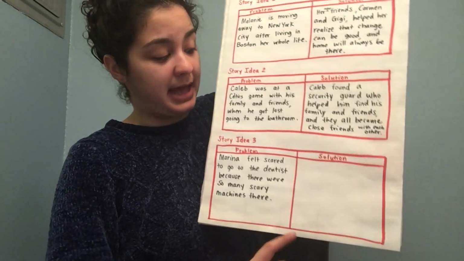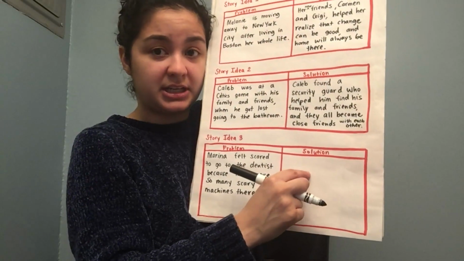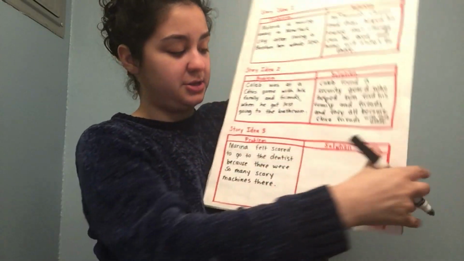Okay, so now when I write my last solution, it's not matching this one or this one. This solution is matching this one. So if Marina felt scared to go to the dentist because there are so many machines there, the solution, something that could actually happen, is the people at the dentist's office made her feel better about why she needs to come. I'm not saying how. That you're going to save in your story.